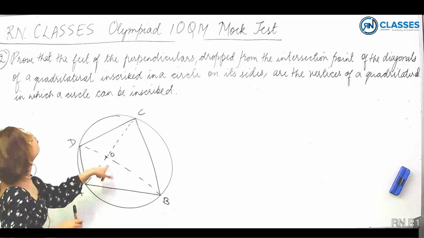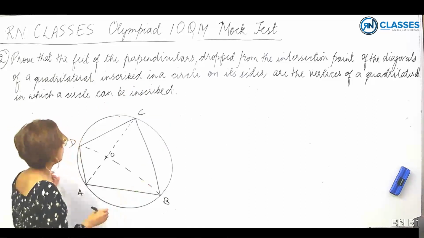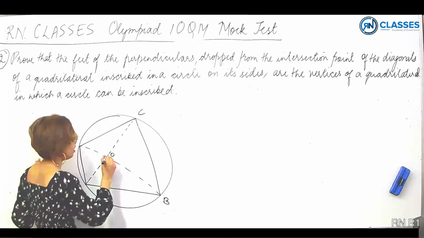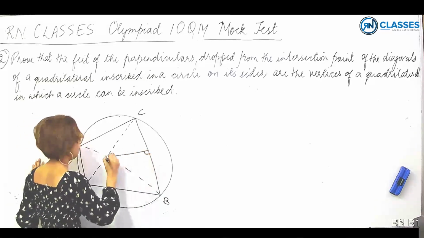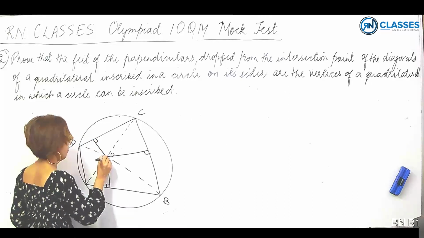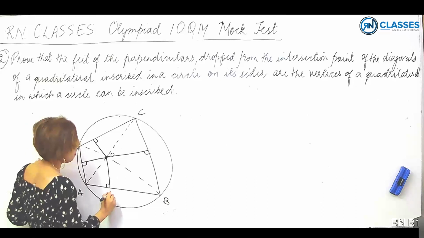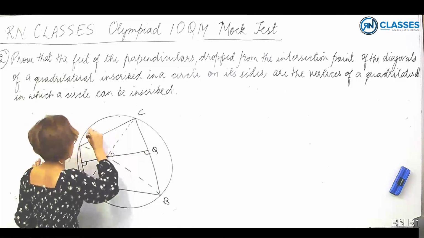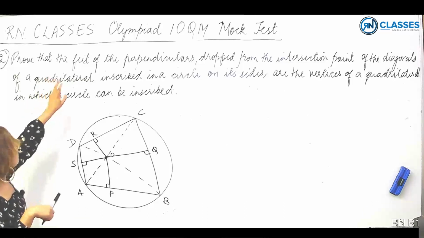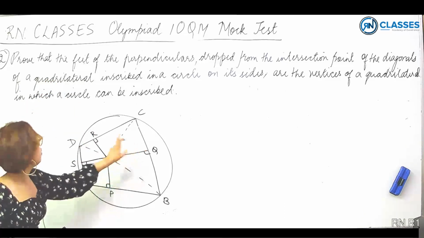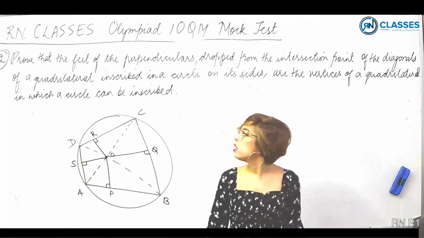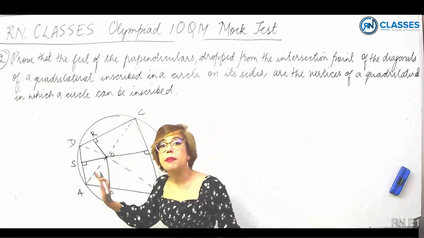Now, he says you need to draw perpendiculars on the sides. So, draw perpendicular from O on AB. Suppose this is the one, right? And from here, this is the one. And from here, this is the one. And from here, this is the one. So, name these points P, Q, R, S. Right? Now he says, prove that the feet of the perpendicular as in P, Q, R, S are the vertices of a quadrilateral in which a circle can be inscribed.